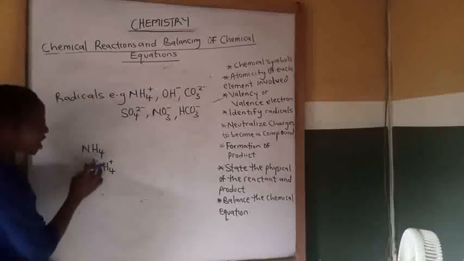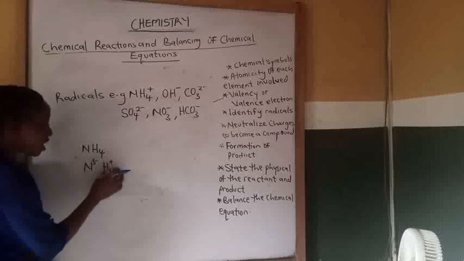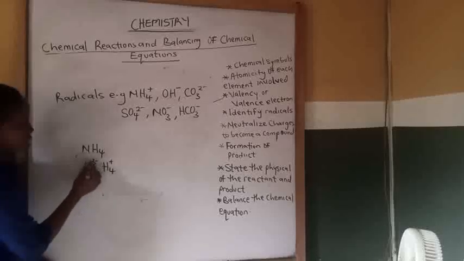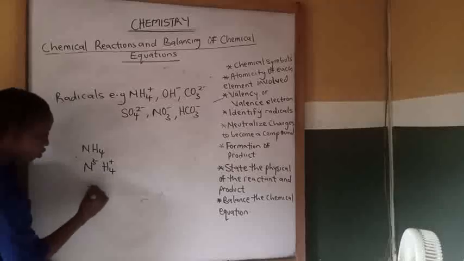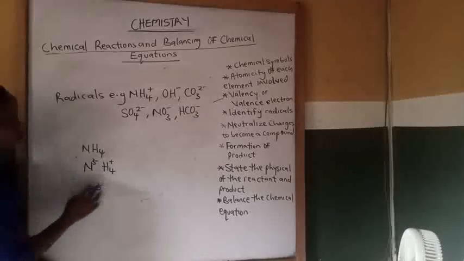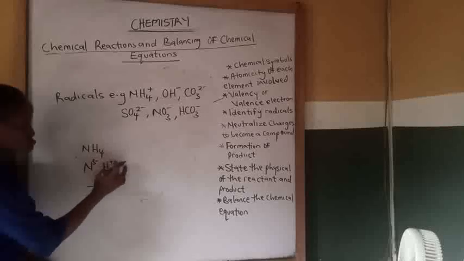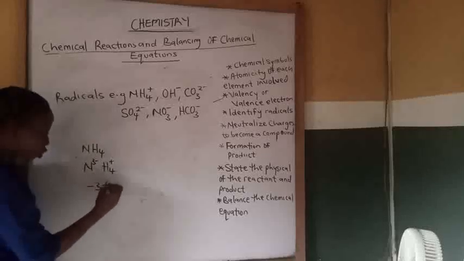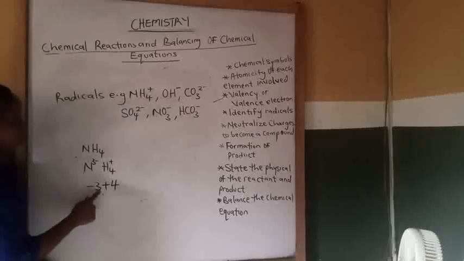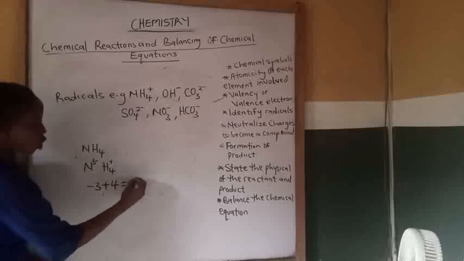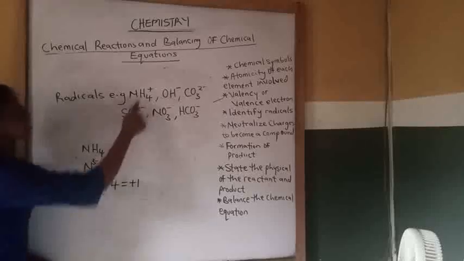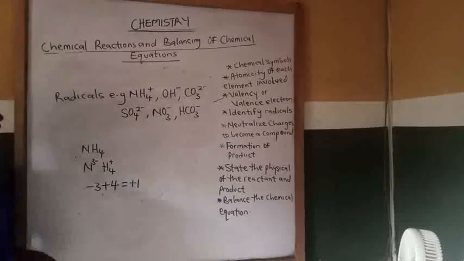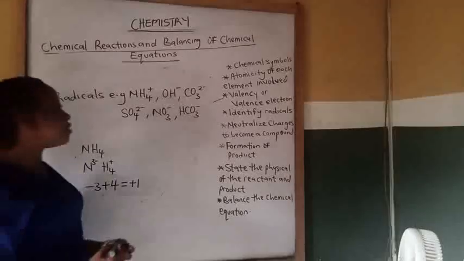So let's combine the charges together. The charge on nitrogen is minus 3, times 1 nitrogen, that is minus 3. The charge on hydrogen is plus 1, times 4 hydrogen, will give us plus 4. So minus 3 plus 4 will give us plus 1. So that is how they derive plus 1 on this NH4.